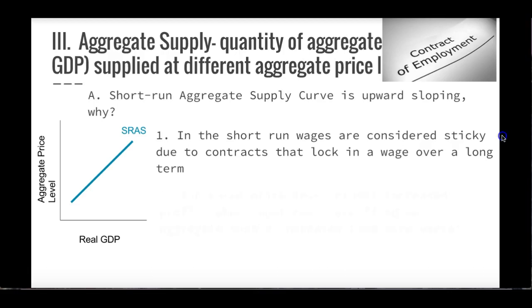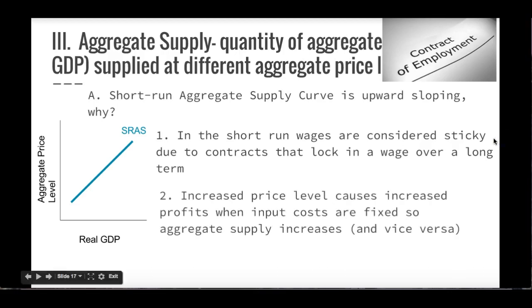So in the short run, when the price level increases, it's going to increase the profits, because our input costs are fixed, our wages are sticky. So as a result, the aggregate supply is going to increase. Think about it this way. As the price level increases, maybe we start at a price level where we're making a revenue of, say, $100,000. And let's just make the assumption that our wages are our only input costs. So our wages are maybe $40,000. As a result, we make a profit of $60,000.